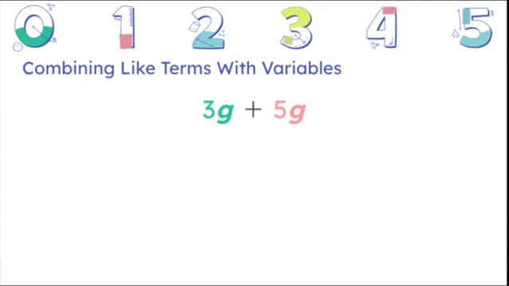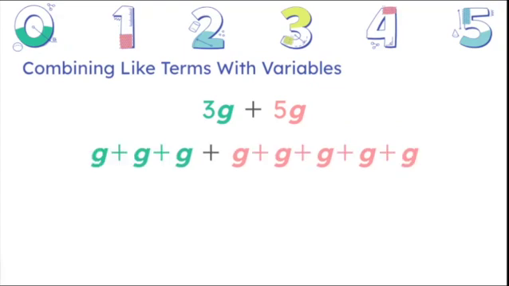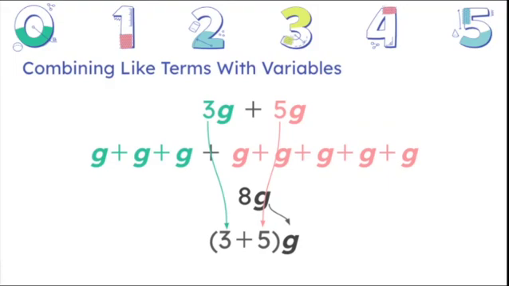Now, we can think of 3g as being the same as 3 times g. But since we know that another way to think of multiplication is as repeated addition, we can also write 3g as g plus g plus g. Similarly, we can think of 5g as 5 times g, or g plus g plus g plus g plus g. When we add up all the g's, we see we have 8 g's. But I hope you also saw how we can just add the coefficients 3 and 5 together to get 8, and then pop that variable g back in there.